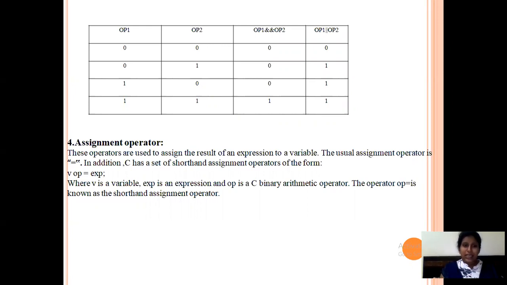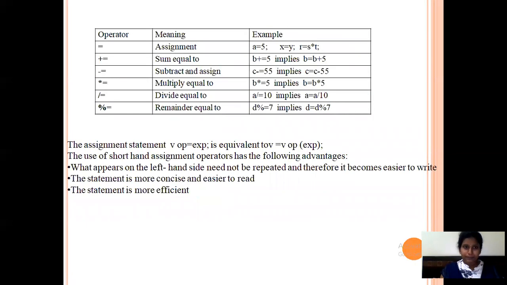In addition, C has a set of shorthand assignment operators of the form V OP= expression, where V is a variable, EXP is an expression, OP is a C binary arithmetic operator. The operator OP= is known as the shorthand assignment operator. Here we are having six different types of operators.